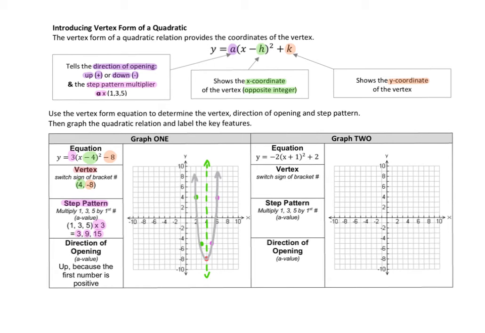Our direction of opening is up. We can see this because we have an a value that's positive, but also because when we look at our parabola, we can see that the parabola has a minimum value at its vertex and is opening up.